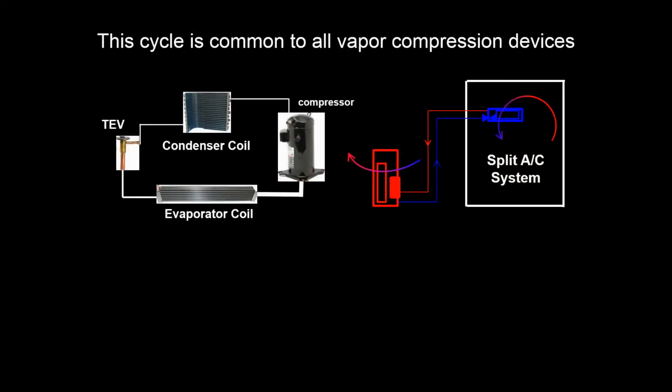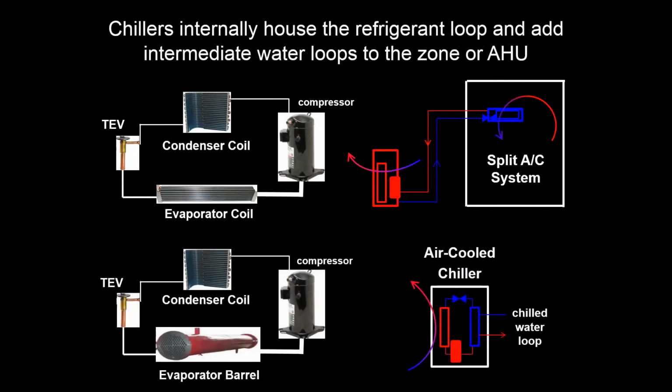So this is going to be a cycle that is going to be common to all vapor compression devices and systems. And chillers, as we said, are internally housing this refrigerant loop. So when we look at DX coil, it's a split system. Half the refrigerant loop is inside the space, half of it is outside the space. But in a chiller, that loop and those four main components all sit inside the piece of equipment that we call a chiller. And then it's got these intermediate loops for chilled water that runs out to the space to a coil, and either an ambient air condition or condenser water to a cooling tower.